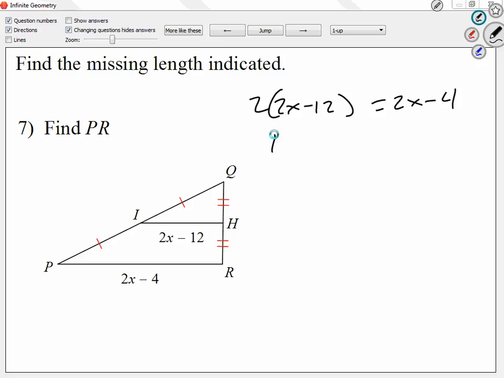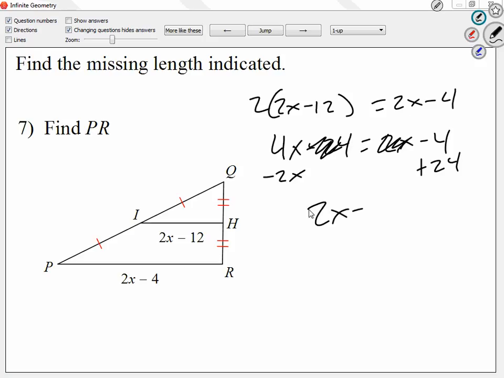So I have 4x minus 24 is equal to 2x minus 4. Remember, multiply the little one by 2. I'm going to bring the 2x to the left. I'm going to bring the negative 24 as a positive 24 on the right. On the left, how much is 4x minus 2x? 2x. On the right, how much is a negative 4 and a positive 24? 20.